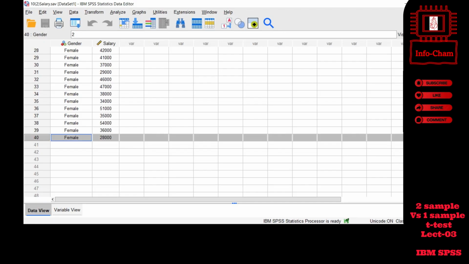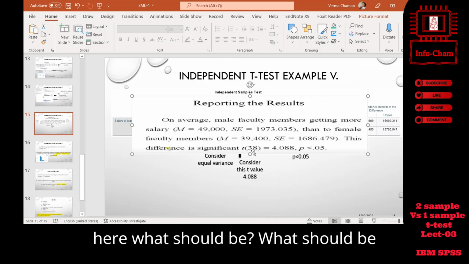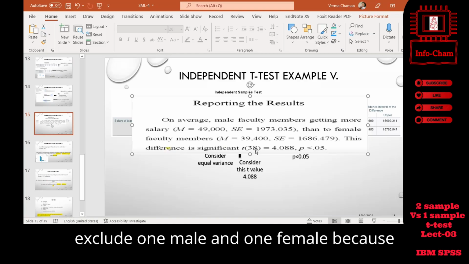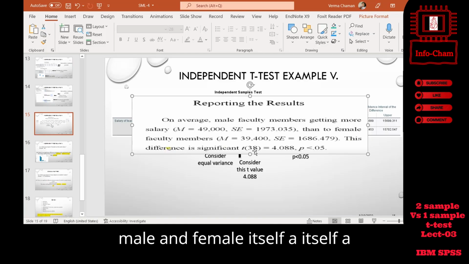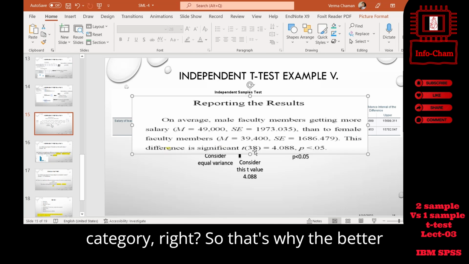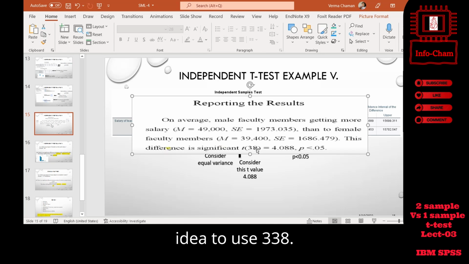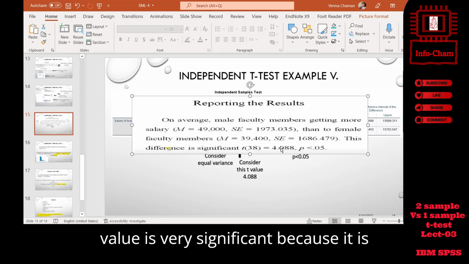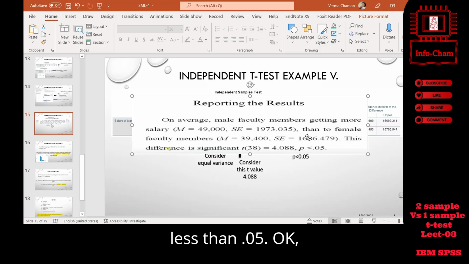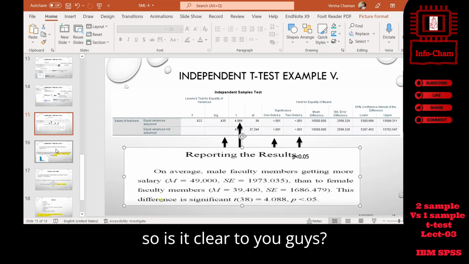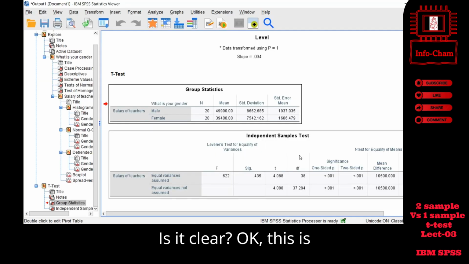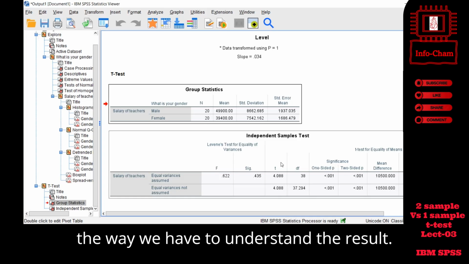So here it should be 38, because we have to exclude one male and one female, since male and female are themselves categories, right? That's why it is better to use 38. Okay, so we put the t value here, and this result is very significant because the p-value is less than 0.05. Okay, is it clear to you guys? Is it clear? Okay, this is the way we have to understand the result.